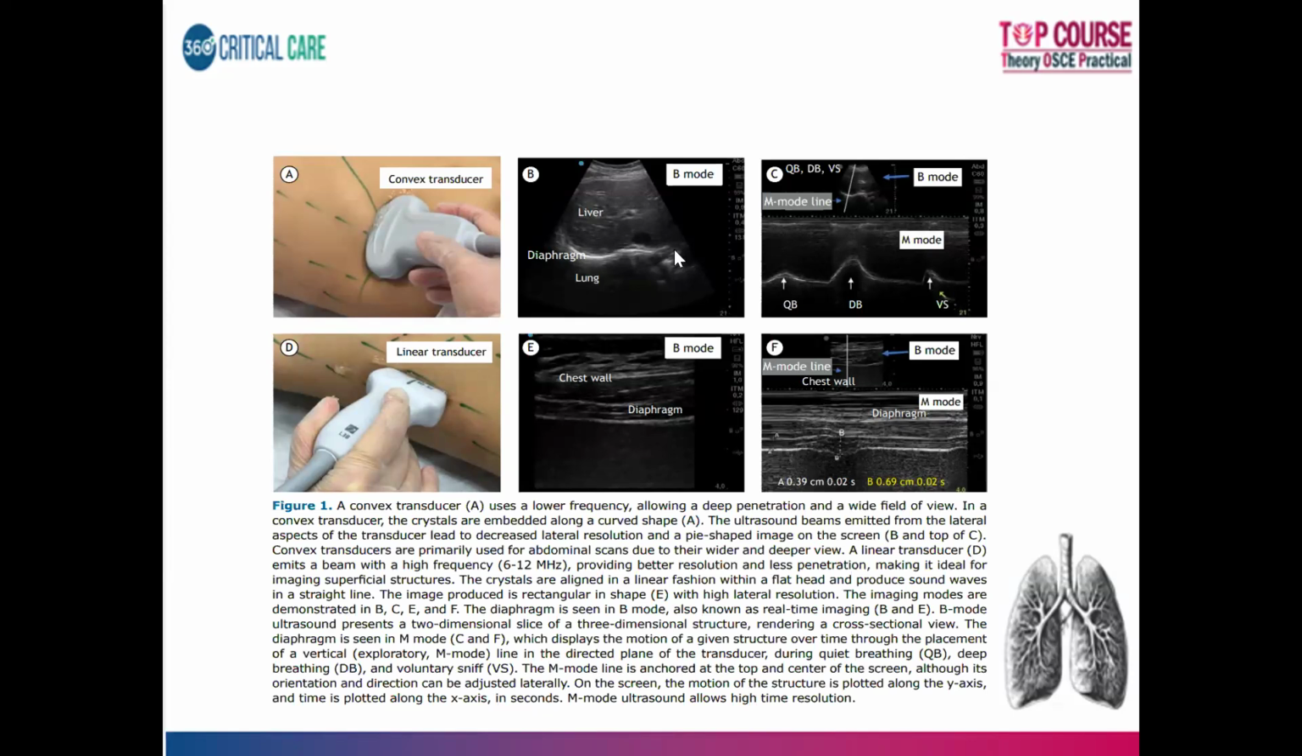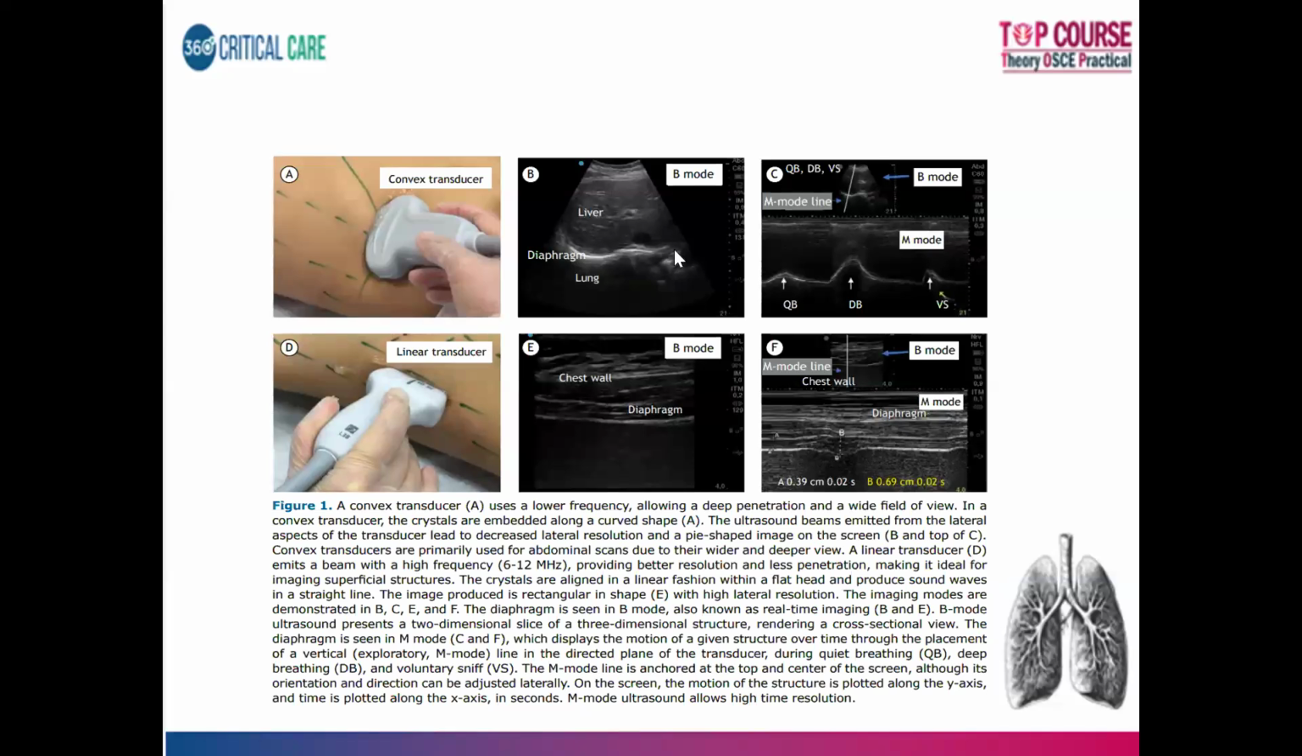After you identify the liver, diaphragm, and the lung, the diaphragm appears like a bright white line. When you have the bright white line present and it is moving with each phase of respiration, apply the M mode. When you apply the M mode, you can easily delineate between the diaphragm and the other structures, because the diaphragm is the one which moves with the cycle of respiration, along with other structures like the liver also.